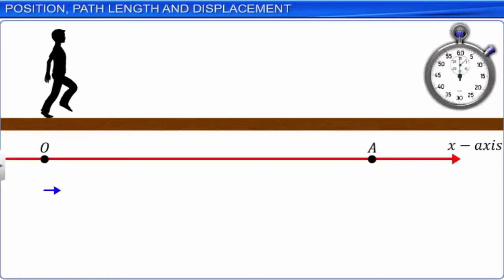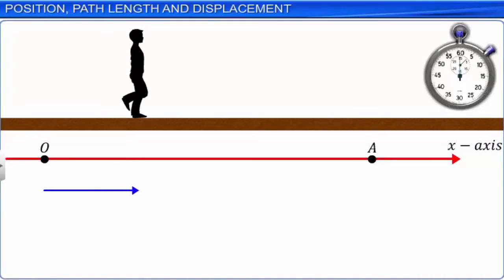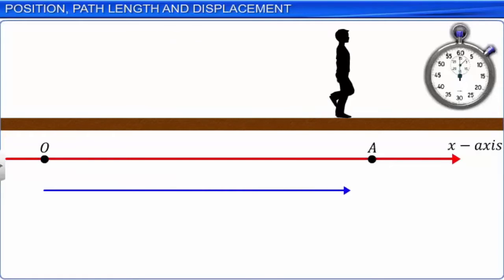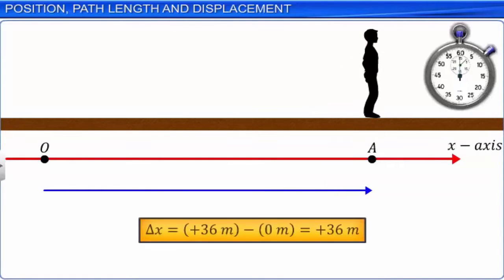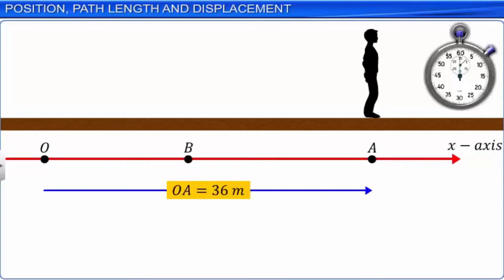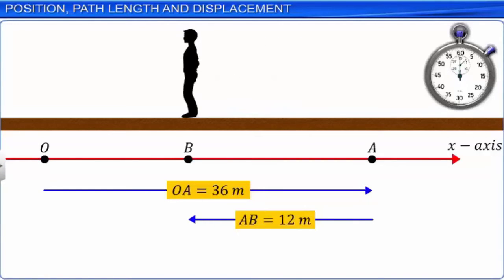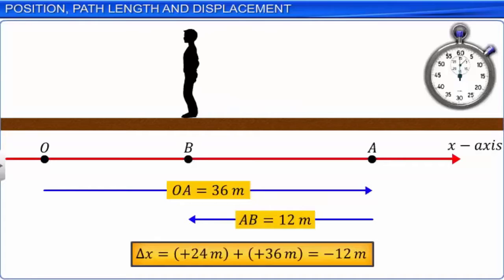For example, let's consider the displacement of the man moving from O to A. The displacement delta x is the difference between the final point and the initial point, which is equal to 36 meters. The displacement of the man in moving from A to B is delta x, where delta x is the difference between 24 meters and 36 meters, which is equal to minus 12 meters.